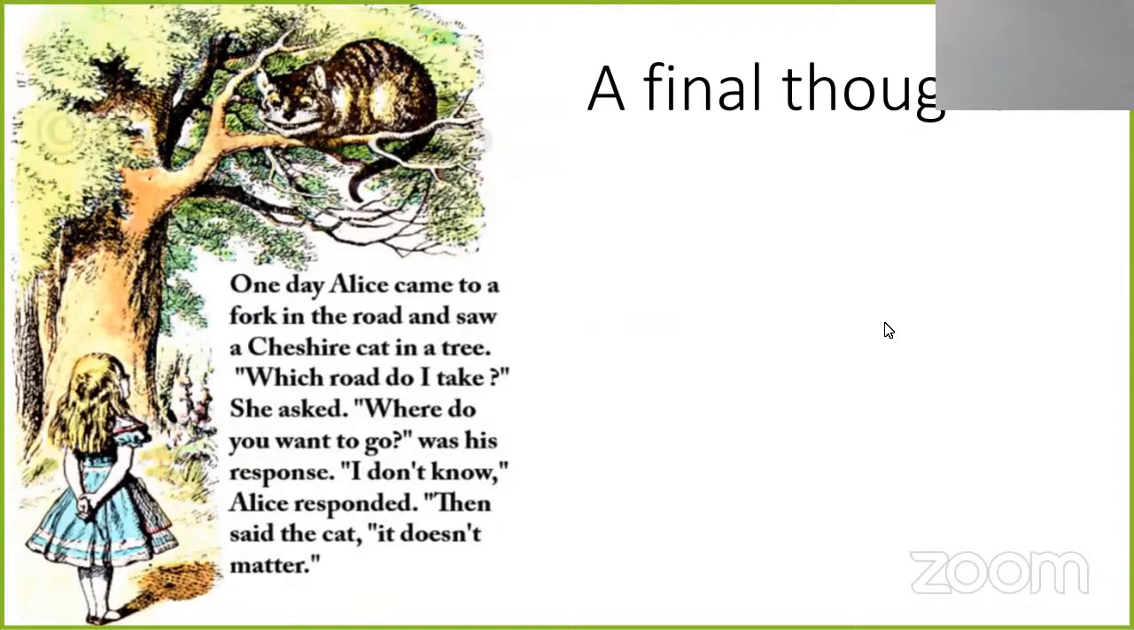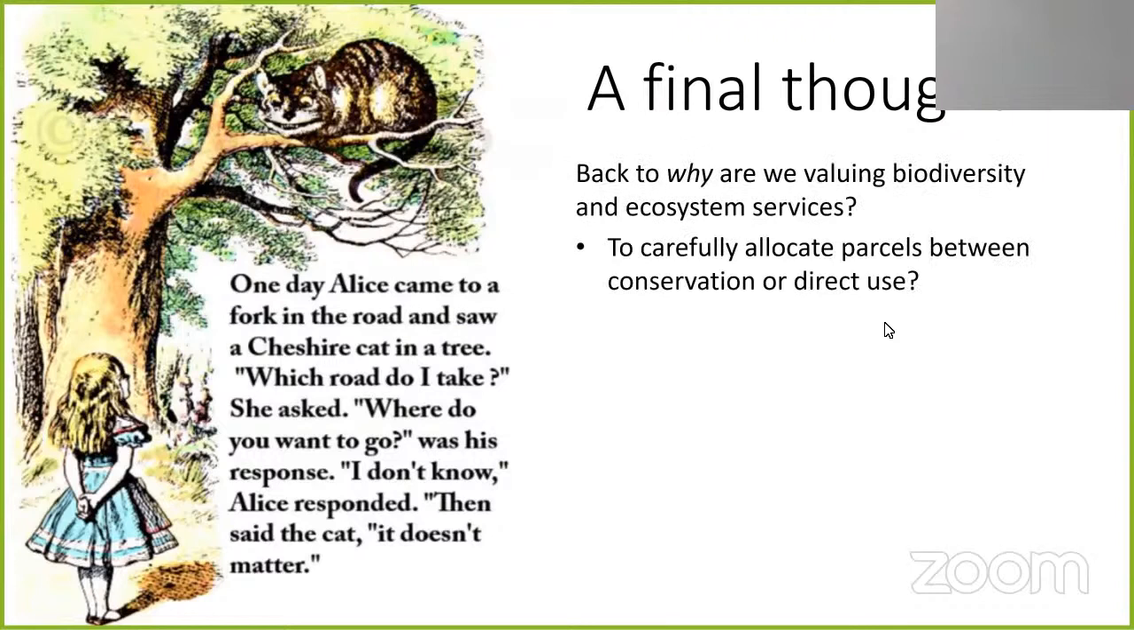I think one of the problems as we're thinking about biodiversity and ecosystem services is that a lot of times people are thinking about different things and not being clear on what sort of values they're looking at. So, are we doing ecosystem service valuation to carefully allocate parcels between conservation or direct use? Do we want ecosystem service values to know where along the southeast coast of India we should be maintaining mangrove groves, and what width they should be? Is that what we're really trying to do?